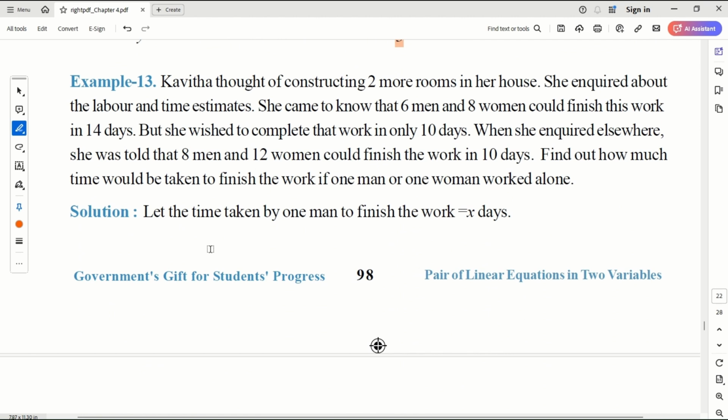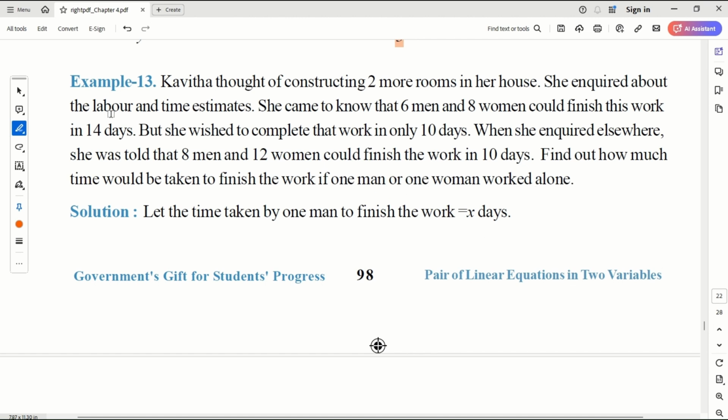Kavita thought of constructing two more rooms in her house. She inquired about the laborers and time estimate. She came to know that 6 men and 8 women could finish this work in 14 days, but she wished to complete the work only in 10 days. When she inquired elsewhere, she was told that 8 men and 12 women could finish the work in 10 days. Find out how much time would be taken to finish the work if one man and one woman worked alone.